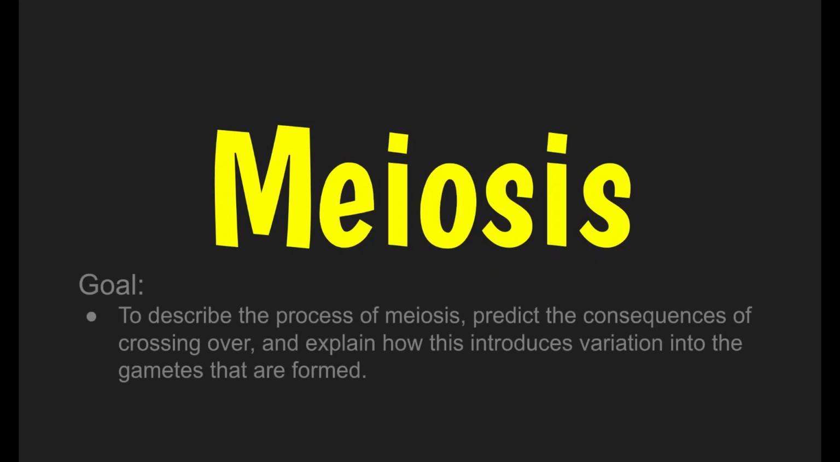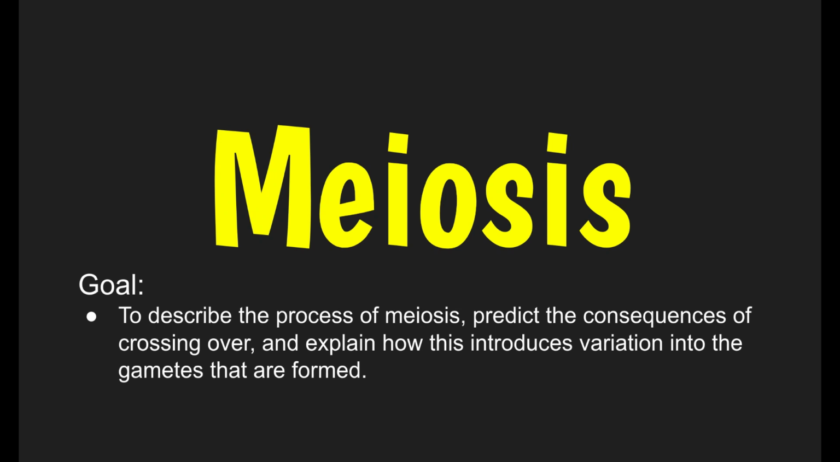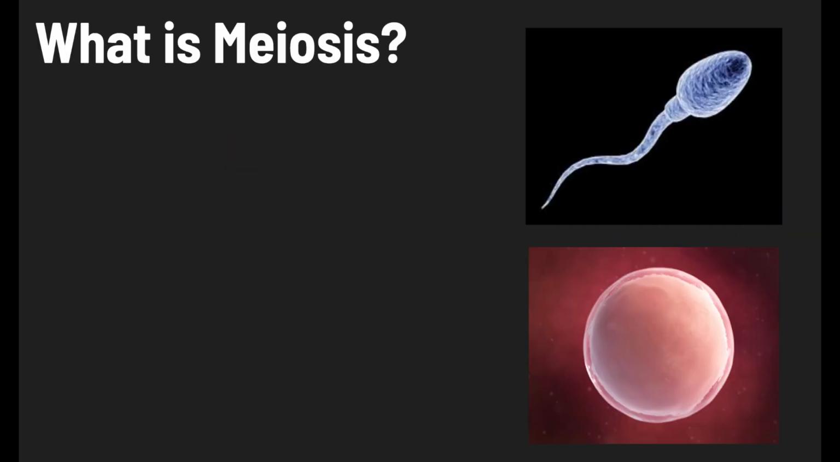Today we're going to talk about meiosis, and the goal of this video is to describe the process of meiosis. I'm going to give you an overview, and you're going to learn how to predict the consequences of crossing over and explain how this introduces variation into the gametes that are formed.